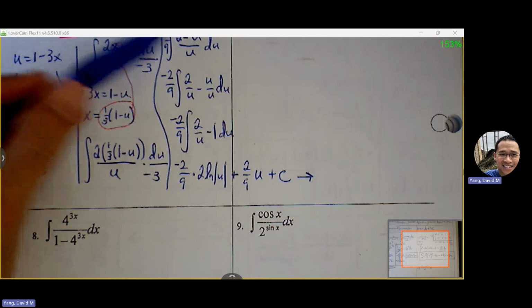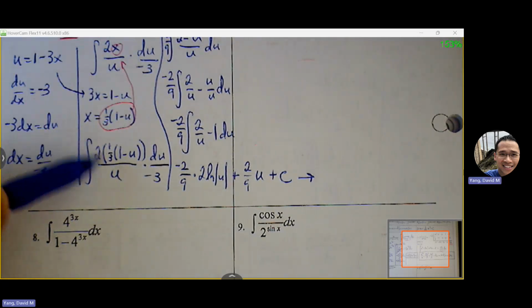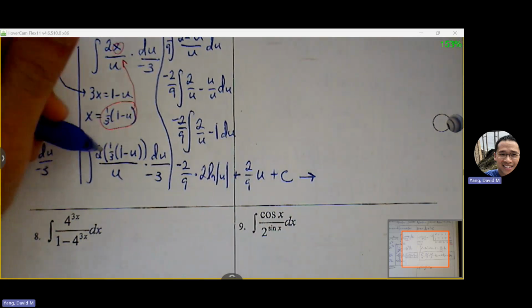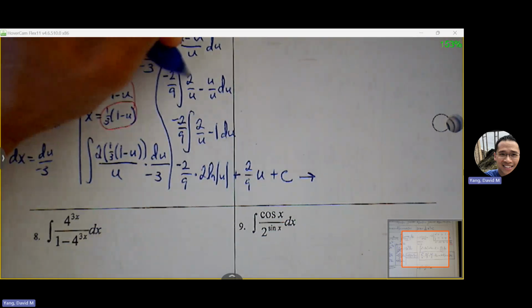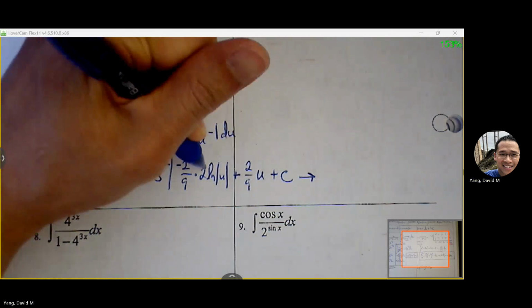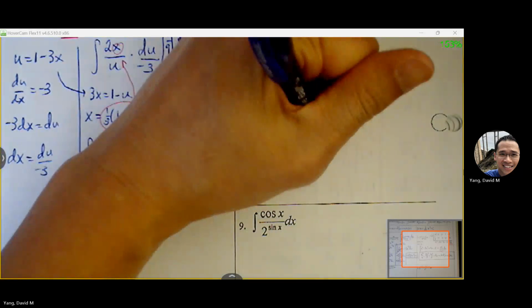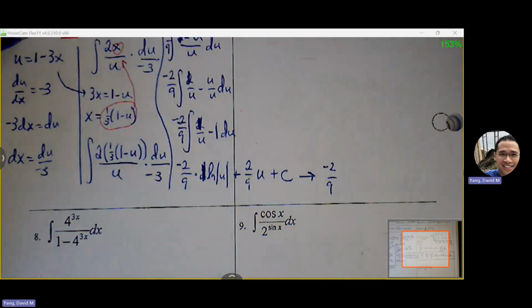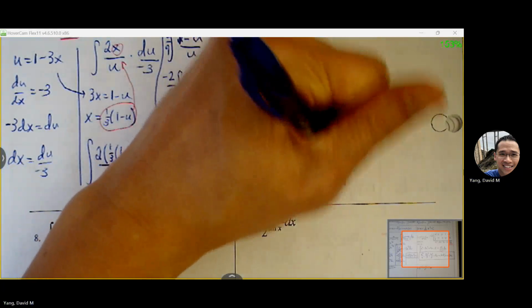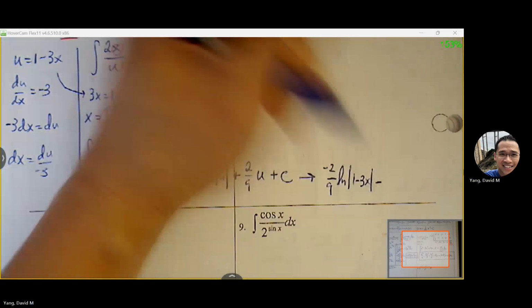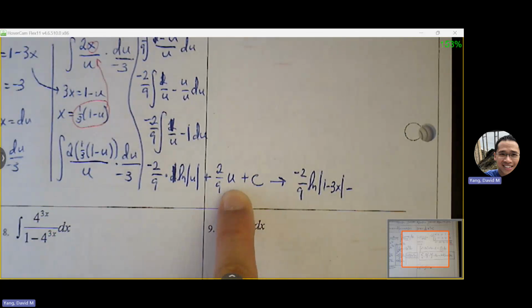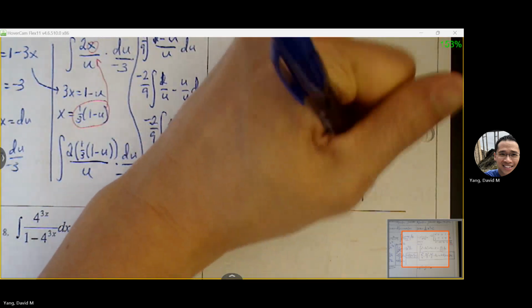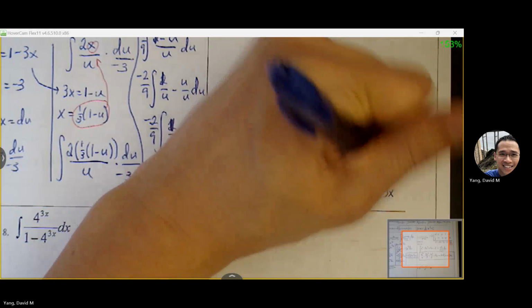Oh, sorry. I think 2/3. I don't know why I put that. I would have the 2/3 there. My bad. This is a 1. Okay, replace the u back in terms of x. And then 2/9. This is a little messy.